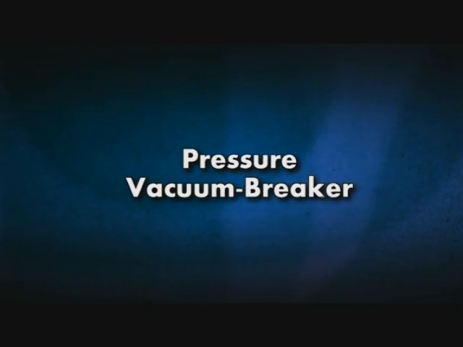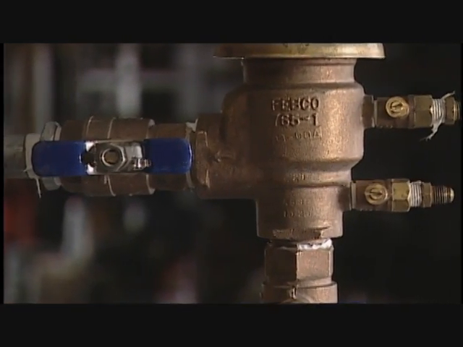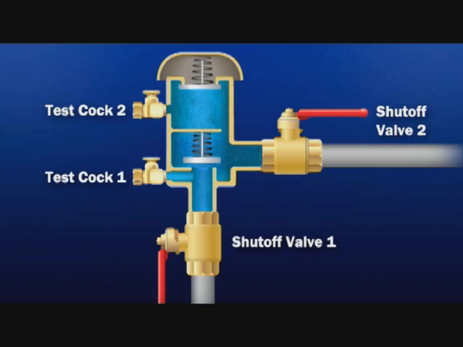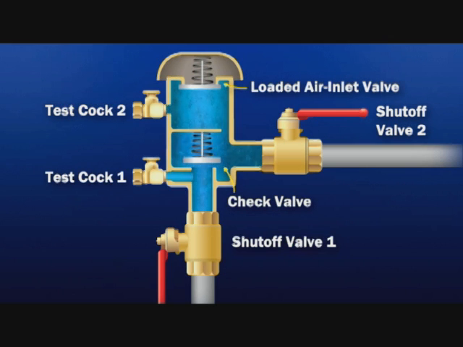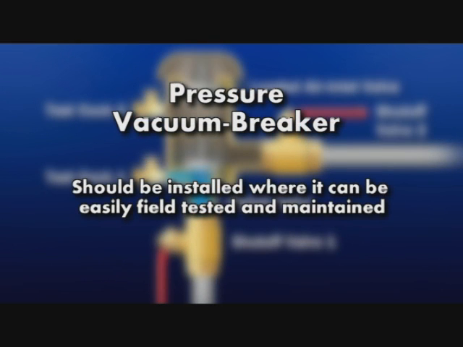Pressure vacuum breaker. This is a device designed to prevent water from being drawn back into a water supply when the line is closed. The PVB has an internally loaded check valve and an air inlet valve located on the discharge side of the check valve. The PVB is only designed to prevent back siphonage and can be used for internal protection, but not against back pressure. It should be installed where it can be easily field tested and maintained.